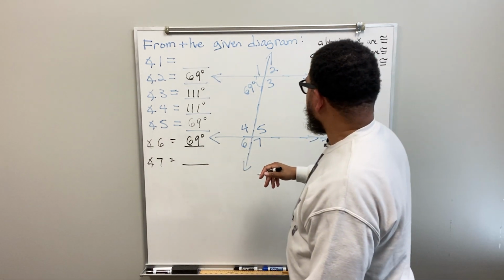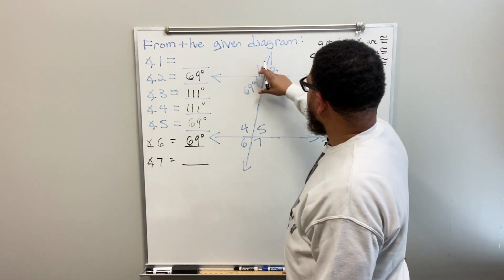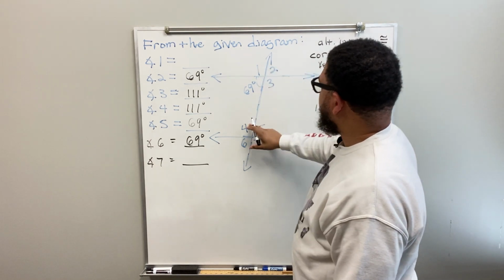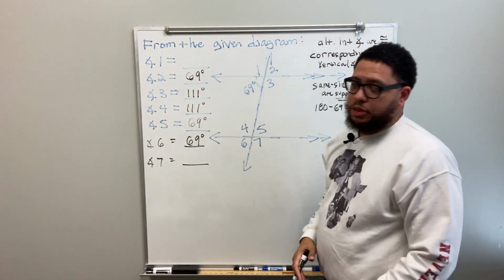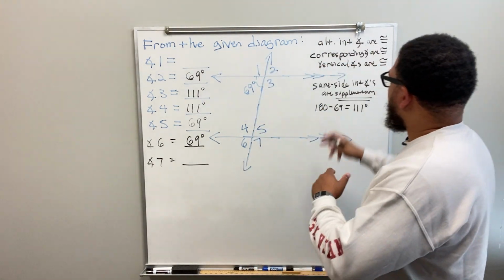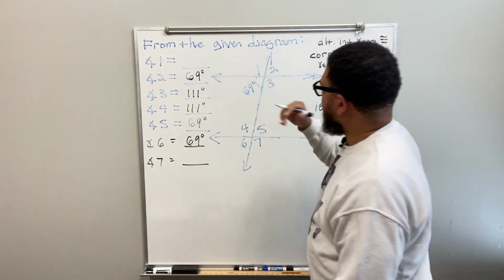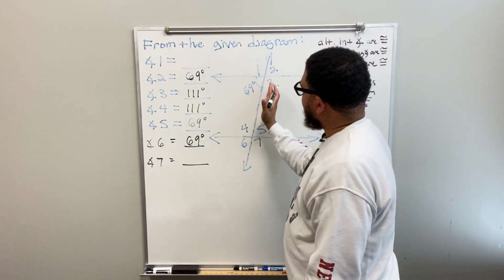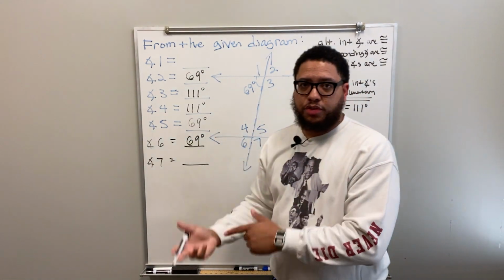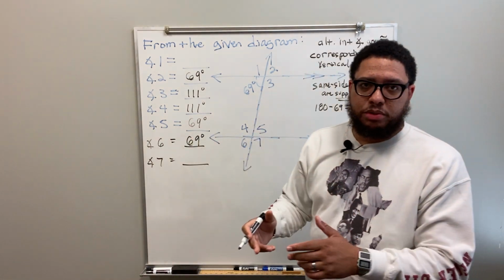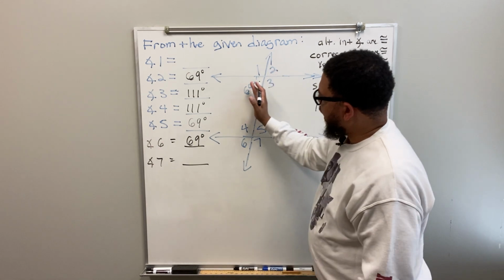Now what I can do is I can say, okay, well, angle 1 and angle 4, they got a relationship. So angle 1 and angle 4 got a special relationship. They are corresponding angles. Because look, angle 1 and angle 4 are both on the left side of the transversal. Remember, corresponding angles are on the same side of the transversal. That's one of their attributes, right? They're both on the same side of the transversal.